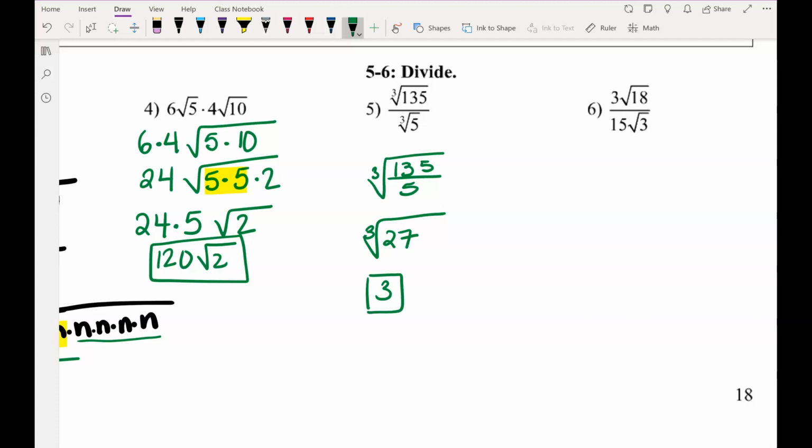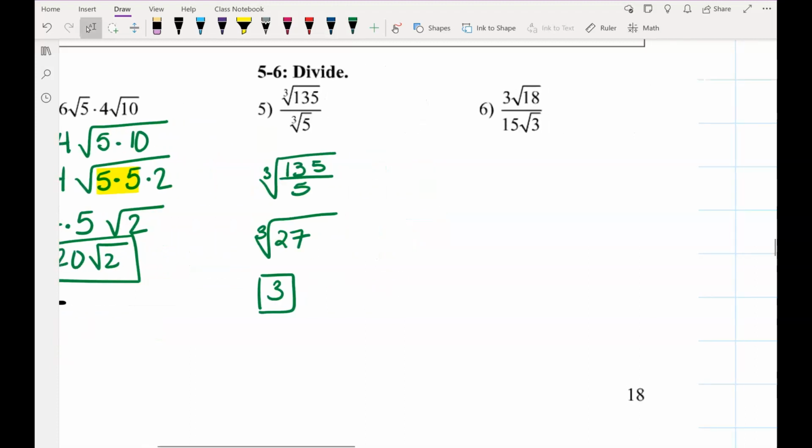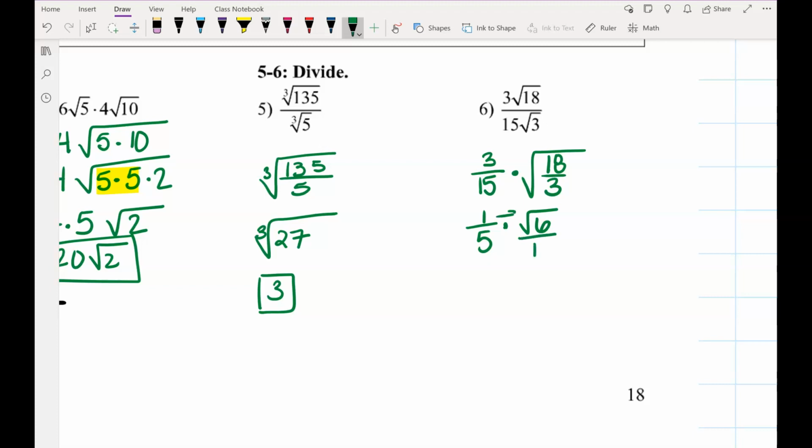Bam. Look at that. On number 6, we can rewrite it with a coefficient over another. And then the 18 over 3, just like that. Well, 3 over 15, that's reducible to 1 over 5. Square root of 18 over 3, you can reduce that, right? You're right, it's 6. So we can just multiply horizontally, just like that. So that's going to be radical 6 over 5, just like that.